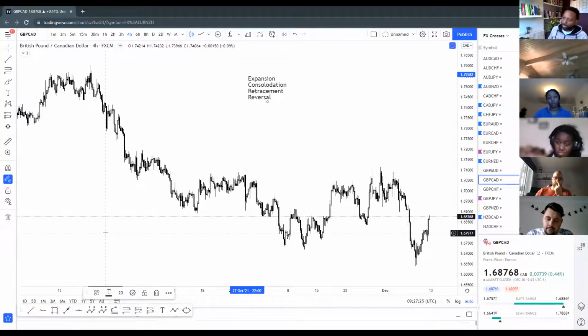Okay. So we're continuing from last week's lesson where Dale was talking about the 4 phases of the market: expansion, consolidation, retracement, and reversal. Now, they do not have to happen in this order. Anything can happen at any time. But based on the lesson from last week, I'm going to ask you if you can see one of these phases in the marketplace. So get your eyes trained.